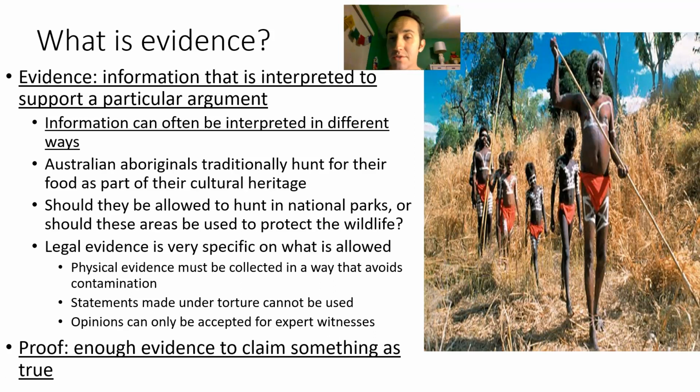Example: Australian Aboriginals traditionally hunt for their food as part of their cultural heritage. And so that's a part of the cultural heritage of Australia. So the question is, should they be allowed to hunt in national parks in Australia? National parks are part of the national heritage. The traditions of this tribe are a part of the national heritage. So where's the line? Should they be allowed to hunt in the national parks, even if they're about to cause an animal to go extinct? What's going to be more valuable there?